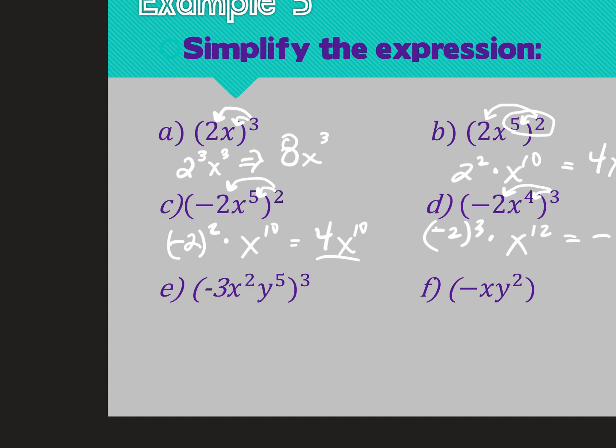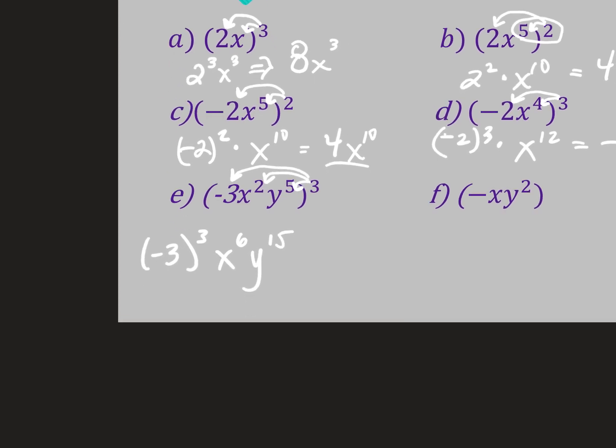So they come over here. Again, we're going to distribute this exponent of 3 to everything inside. So this gives me negative 3 cubed, x power to a power, 2 times 3 is 6, y power to a power, 5 times 3 is 15. And then we can simplify. Negative 3 cubed is negative 27, x to the 6th, y to the 15th.